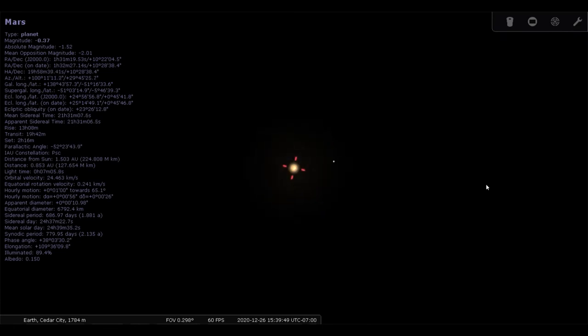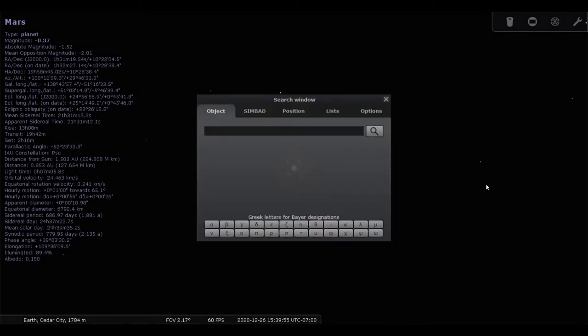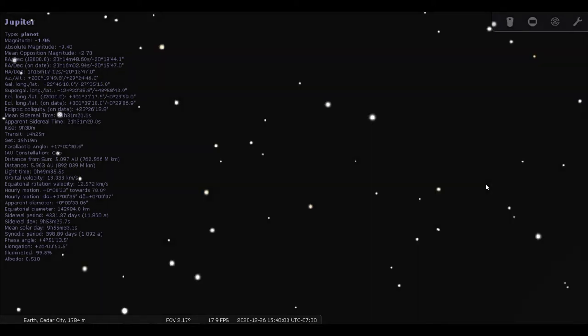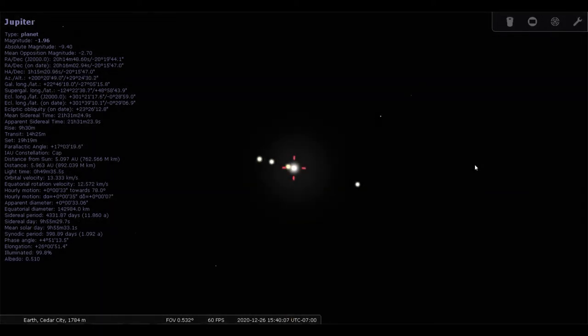Now we're going to move on to the gas planets, the gas giants, starting with the fifth planet in the solar system, also the largest planet in the solar system. Saturn. Close. Jupiter. I don't know. We'll zoom on over here and come in right here.